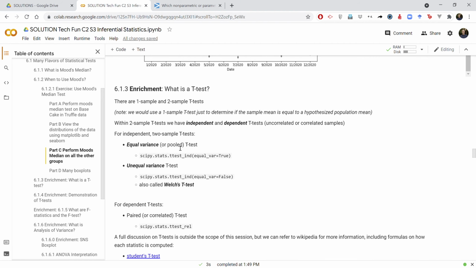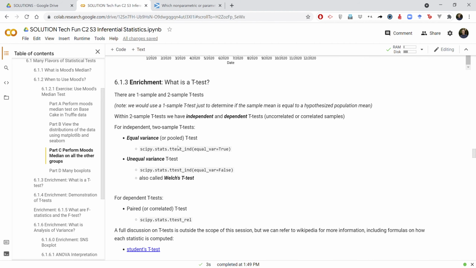Here's a little enrichment topic. We won't spend a lot of time here, but just as a side note, there are both one sample and two sample t-tests. We would use a one sample t-test just to determine if the sample mean is equal to a hypothesized population mean. And then within two sample t-tests, we have independent and dependent t-tests. The independent question depends on whether we believe the samples are uncorrelated or correlated with each other.